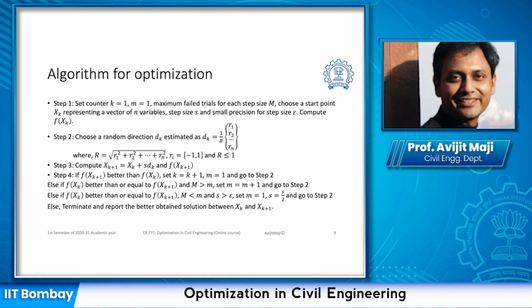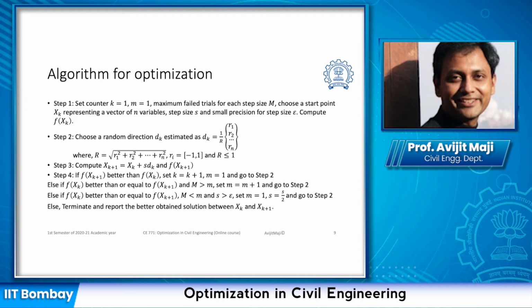Let's look into the algorithm of this method. In this algorithm, we are first setting the counter k equal to 1 and m equal to 1, which indicates the maximum failed trials for each step size we are considering.